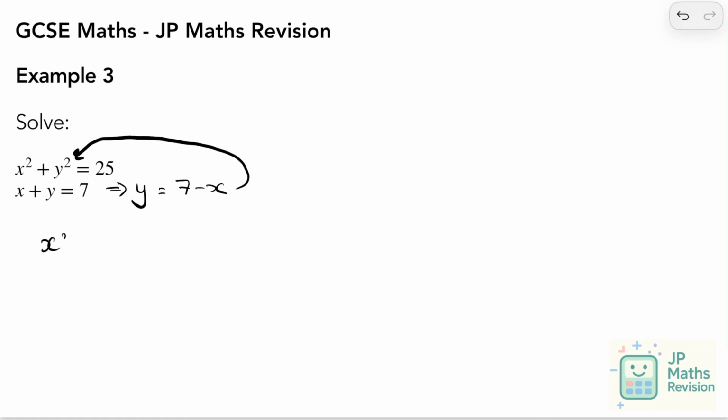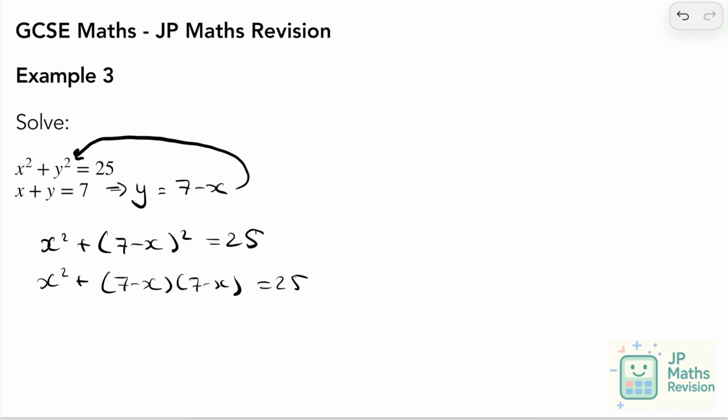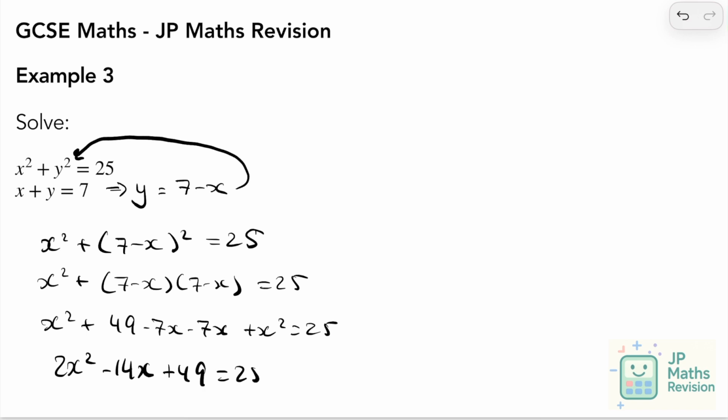So I end up with x squared plus (7 minus x) squared equals 25. Now I'm going to expand the brackets. So 7 minus x times 7 minus x equals 25. So I have x squared plus 49 minus 7x minus 7x plus x squared equals 25. Now I'm going to simplify. So x squared plus x squared, that's 2x squared, minus 14x and then plus 49 equals 25.